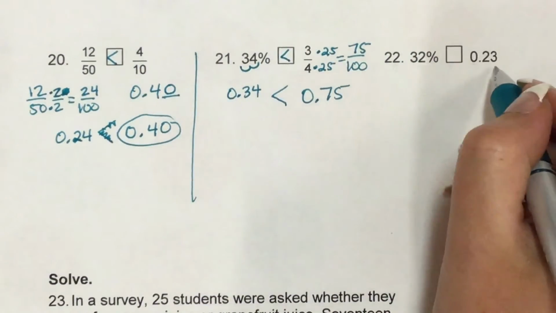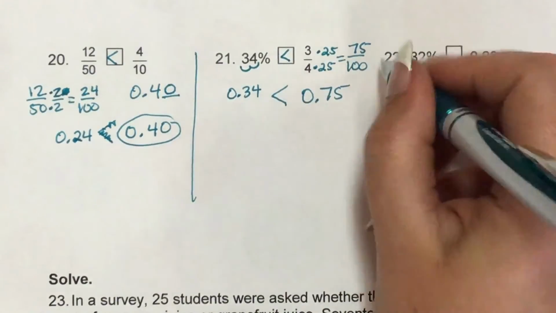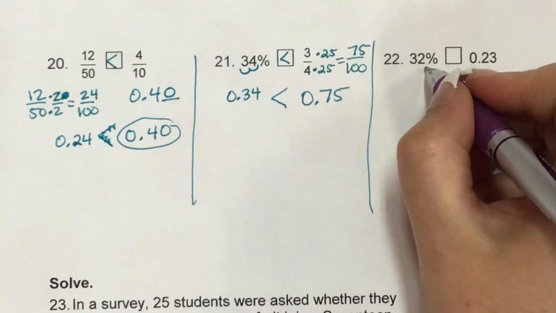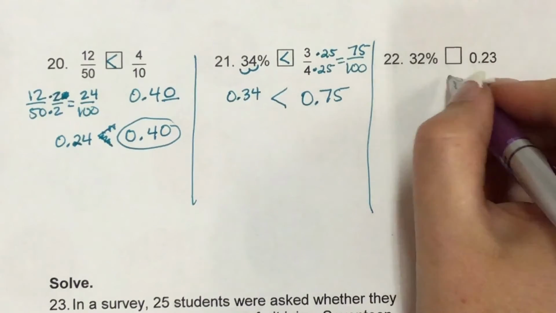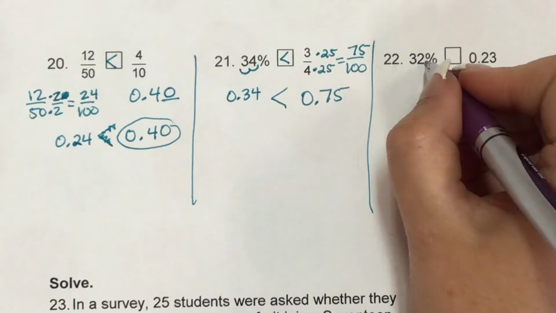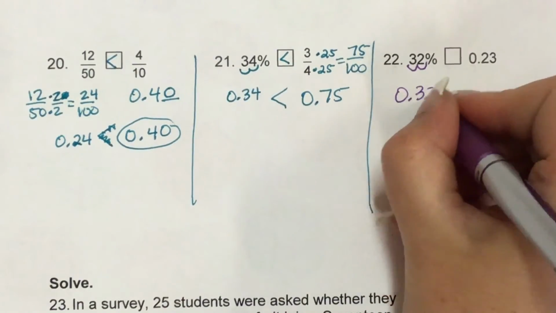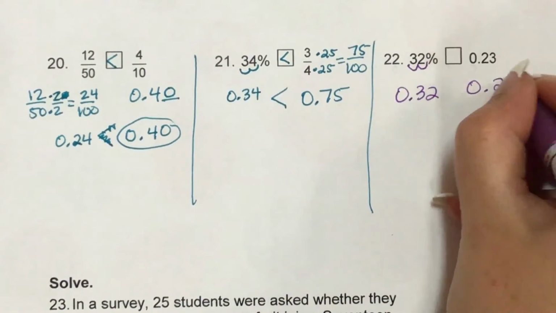Again, I have a percentage and a decimal. I don't need to do anything to this one because it's done, which is great. So I just need to convert this percentage into a decimal. Pretty easy to do. I just move it 2 places to the left. I end up with 0.32 and 0.23.